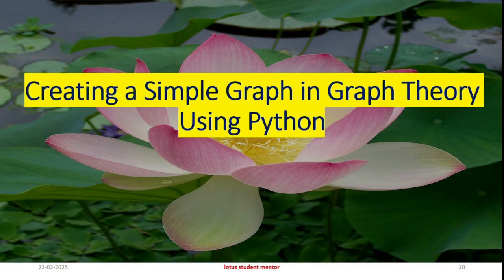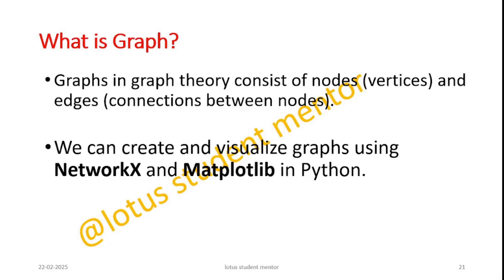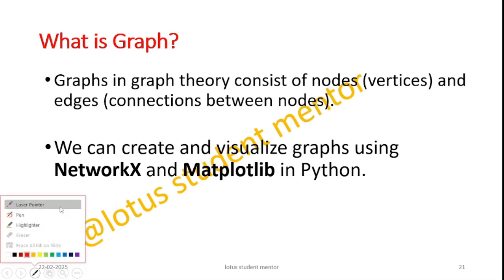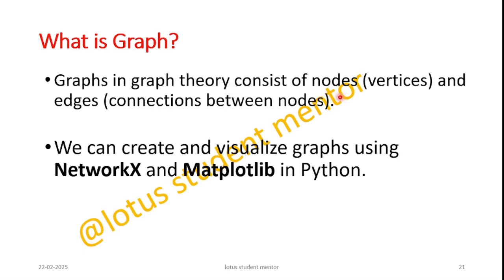Welcome to Lotus Student Mentor channel. In this session, we're going to create a simple graph in graph theory using Python. What is a graph? A graph is very simple. A graph is a set of nodes and vertices. I'll explain it in detail in the coming videos. What is a node? A node is nothing but a workstation or some station. We'll make it circular. And edges: edges mean connections between the nodes.